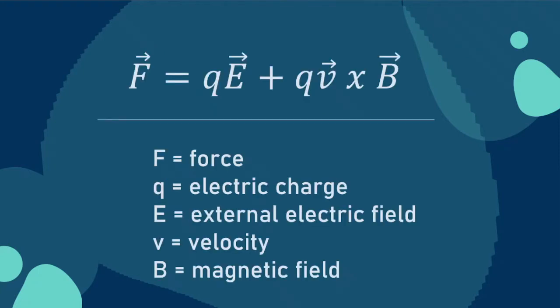So basically, Lorentz force formula is the sum of electric force with magnetic force. As we can see here, the Q is for the electric charge, and E for the external electric field, V for the velocity, and B for the magnetic field.